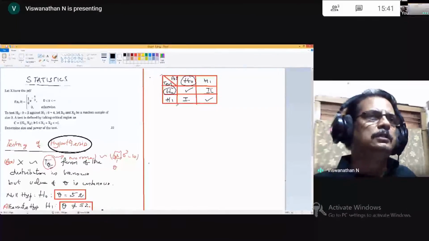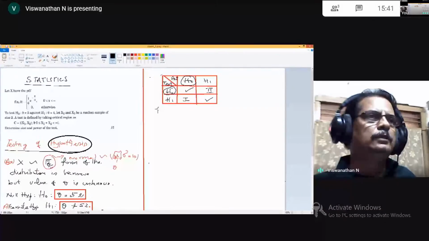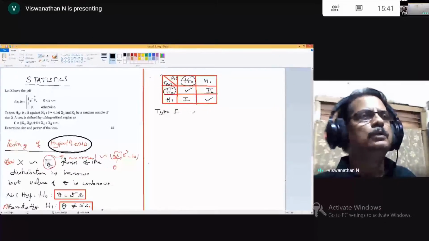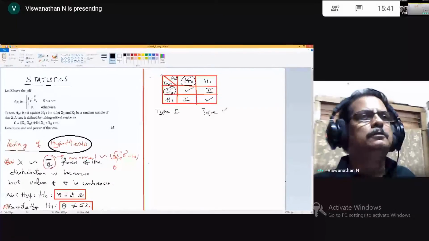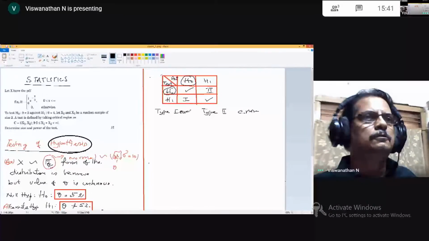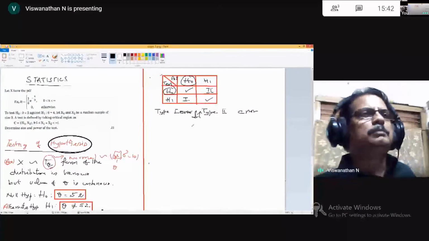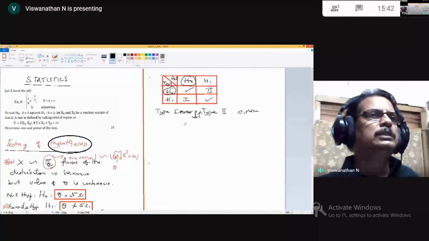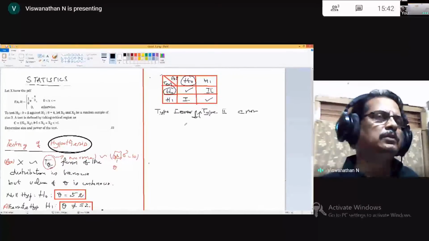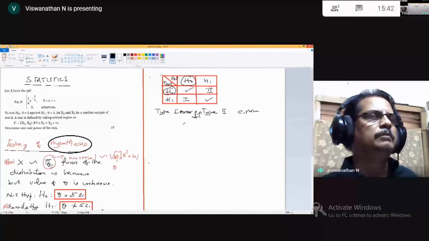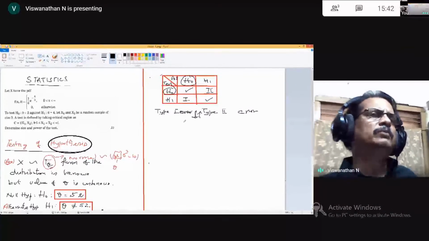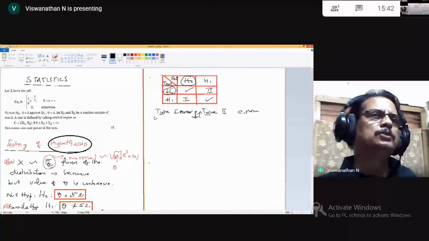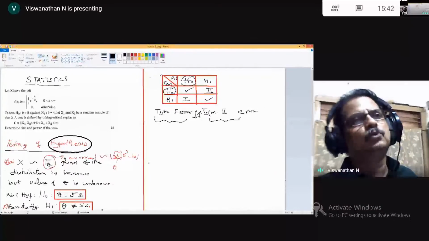So as I said, the type 1 and type 2 errors go in opposite direction. As one increases, the other decreases. When you try to decrease one, naturally, being an error, we want to minimize it. But in the process of minimizing type 1 error, we will increase type 2 error. That is the natural link between the two. So we will see which type of error is more serious, which type of error is more dangerous.